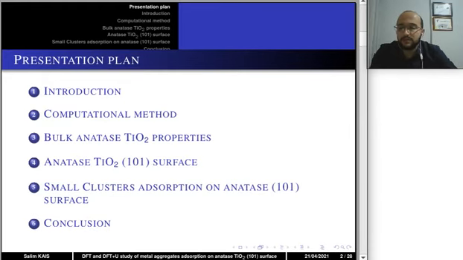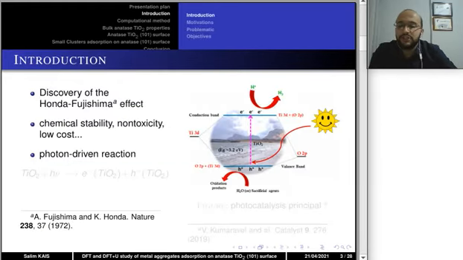Since the discovery by Fujishima that titanium oxide photocatalyzed the decomposition of water, and due to its chemical stability, non-toxicity and low cost, titanium oxide gained interest.